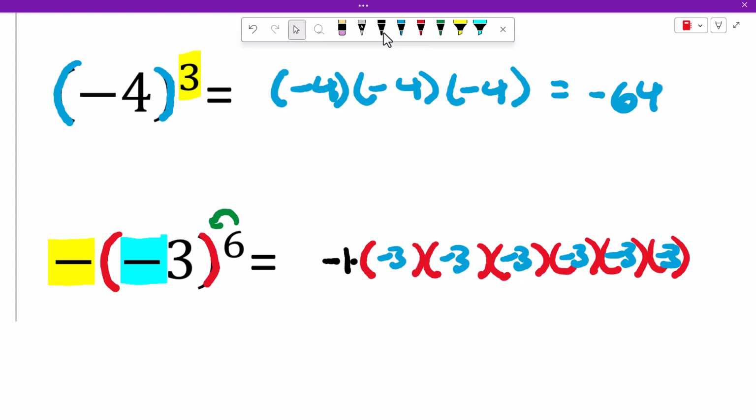Is it even? Yeah. Odd. Right? We have 6 blue negatives and 1 yellow negative. Right? So there's 7 of them. So the answer is going to be negative, because it's an odd number of negatives. Now, just grab your calculator and go 3 to the exponent 6, and whatever number that is, that's the number we have. Right? So what number would that be? 729.